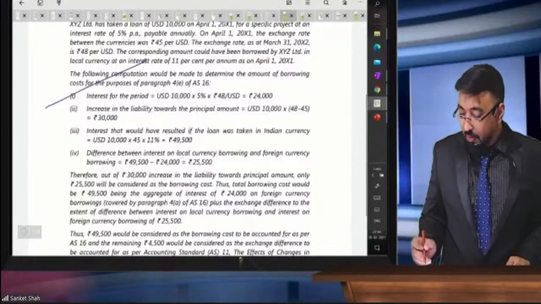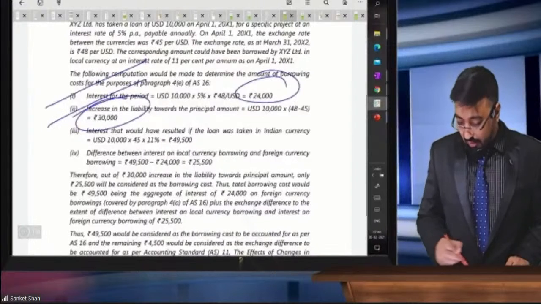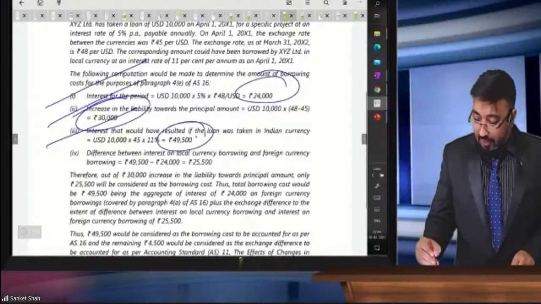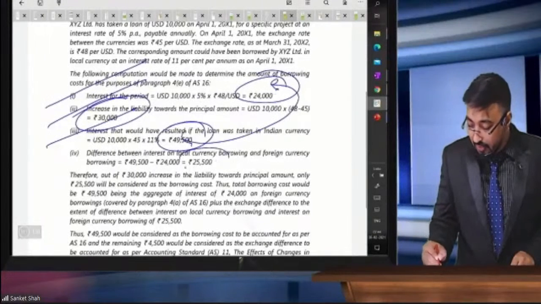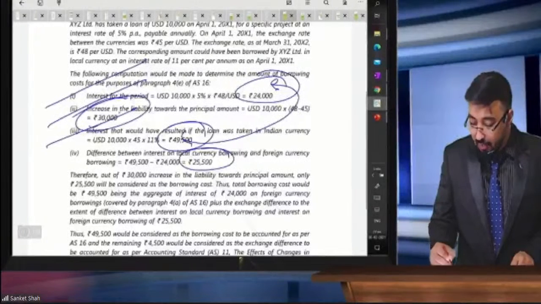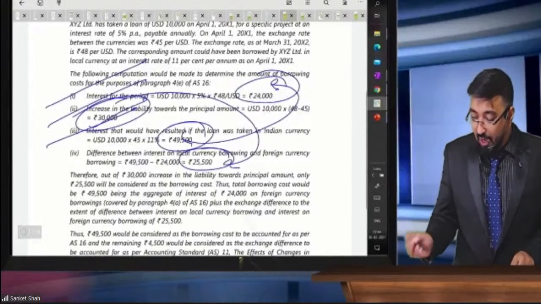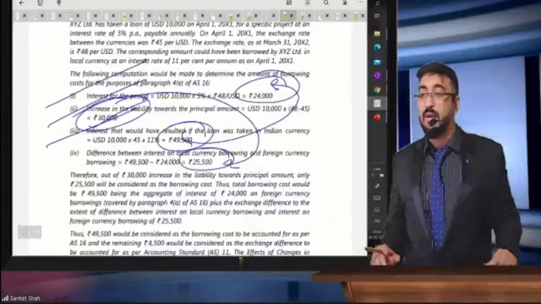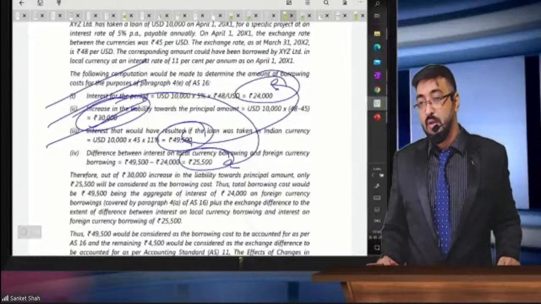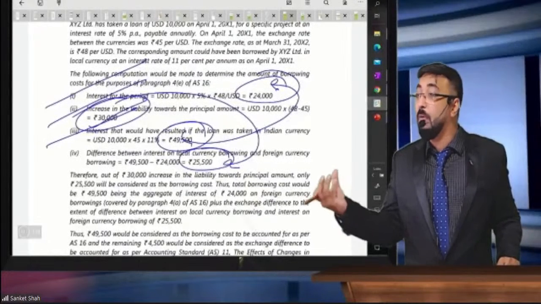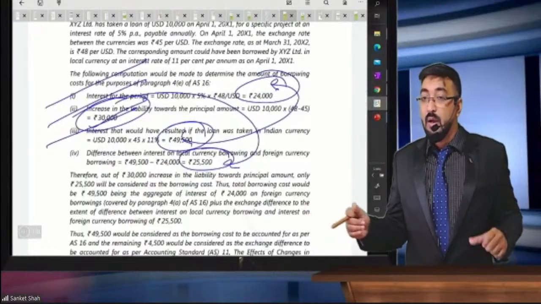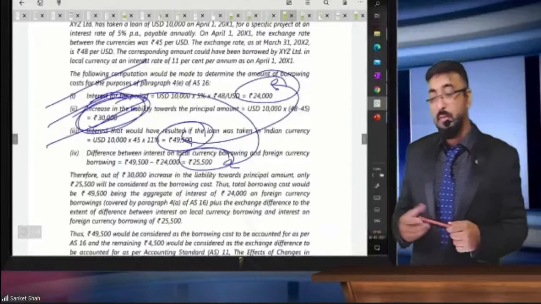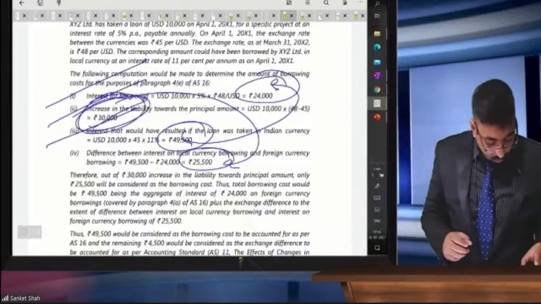They have considered interest for the period 24,000, that I consider 30,000. In local currency, they have given it in this way only, 49,500. Then they consider the difference of 49,500 and 24,000, which is 25,500, and out of 30,000, 25,500 is allowed, and the remaining balance they have not considered. Means 4,500 they consider in the profit and loss account. So they compare the Indian currency local rate and foreign currency interest rate, and after that the balance is bifurcated from 30,000. So ultimately they are doing it my way only.